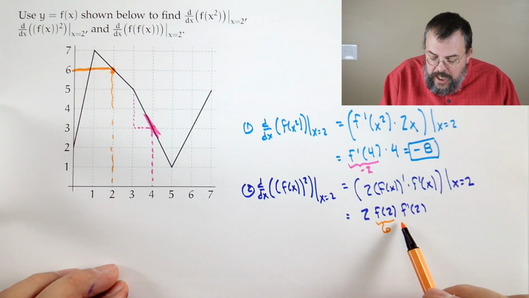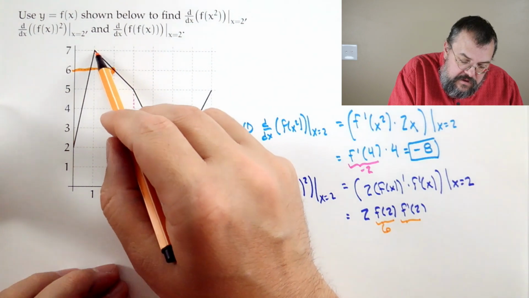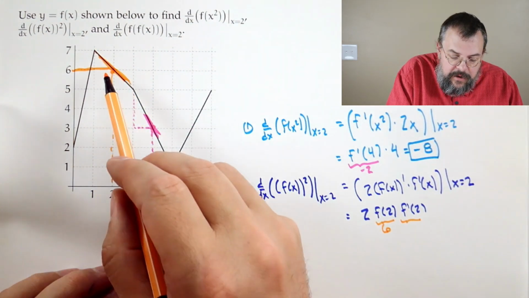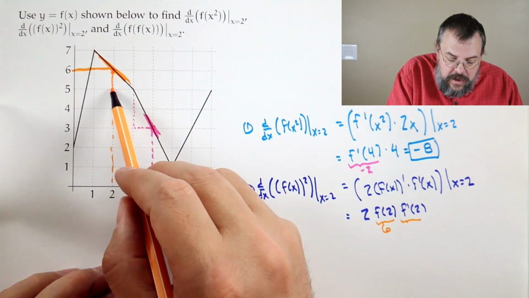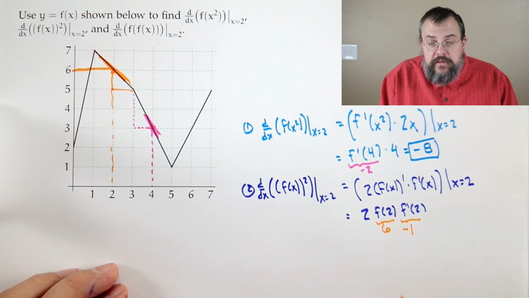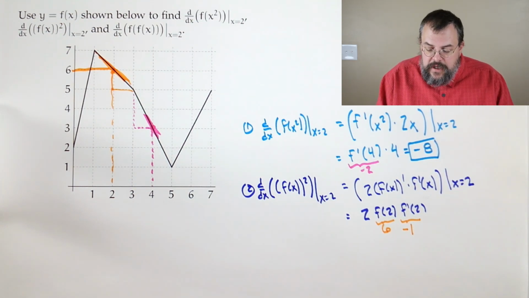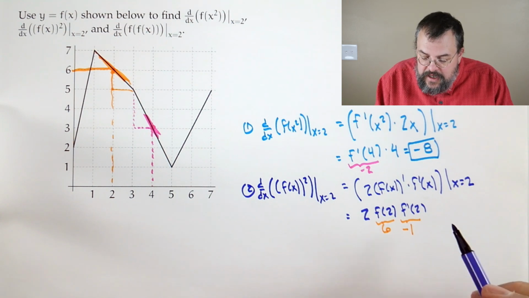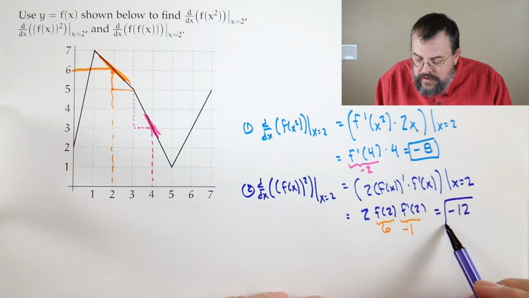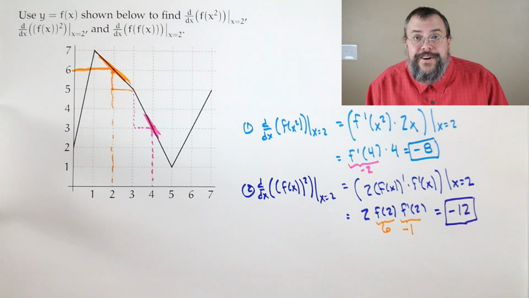What is f prime of 2? Well, to figure that out, I say, what's the slope? Because again, I'm in a line segment here. Well, I'm going down 1 over 1. It's downhill, so it's negative. Down 1 over 1 means a slope of negative 1. So we're going to have 2 times 6 times negative 1, meaning our answer is negative 12. All right, 2 down, 1 to go.